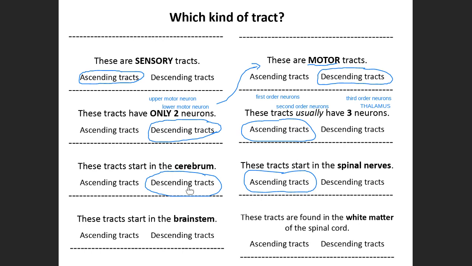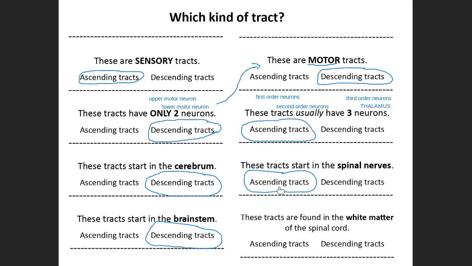Descending tracts that are sending information down, they can start in the cerebrum or they can start in the brainstem. So the brainstem, that's going to be places like the pons or the medulla oblongata. Those places can decide what movements we're doing too. So as long as we're sending information down, either from the cerebrum or the brainstem, that's called a descending tract. If information's going up, like because it started in the spinal nerves, that's an ascending tract.